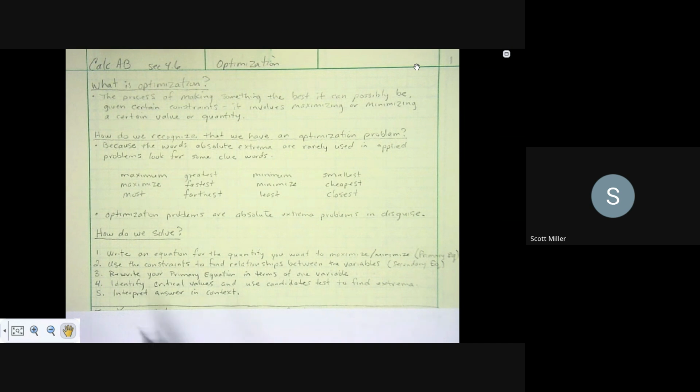And then we want to make sure that we interpret our answer in context to the problem. We want to make sure that we answer the question that was actually given. So let's go ahead and do some examples of these. I have about 4 examples we're going to walk through, showing you different looks. Okay, so here we go.